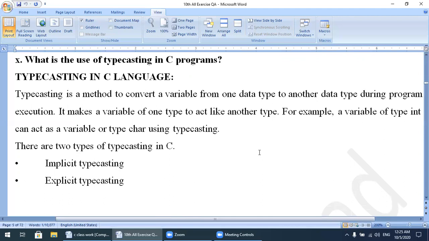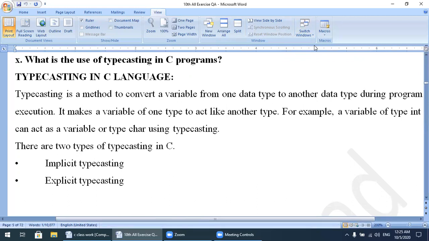Okay, typecasting is a process. What is typecasting? Typecasting in C language means that I convert one data type into another data type. There are many kinds of programs where this is needed. If I convert an integer value into a float value, then I use the typecasting process. Or if I have a float value and want to convert it into an integer value, then I will use the typecasting process.